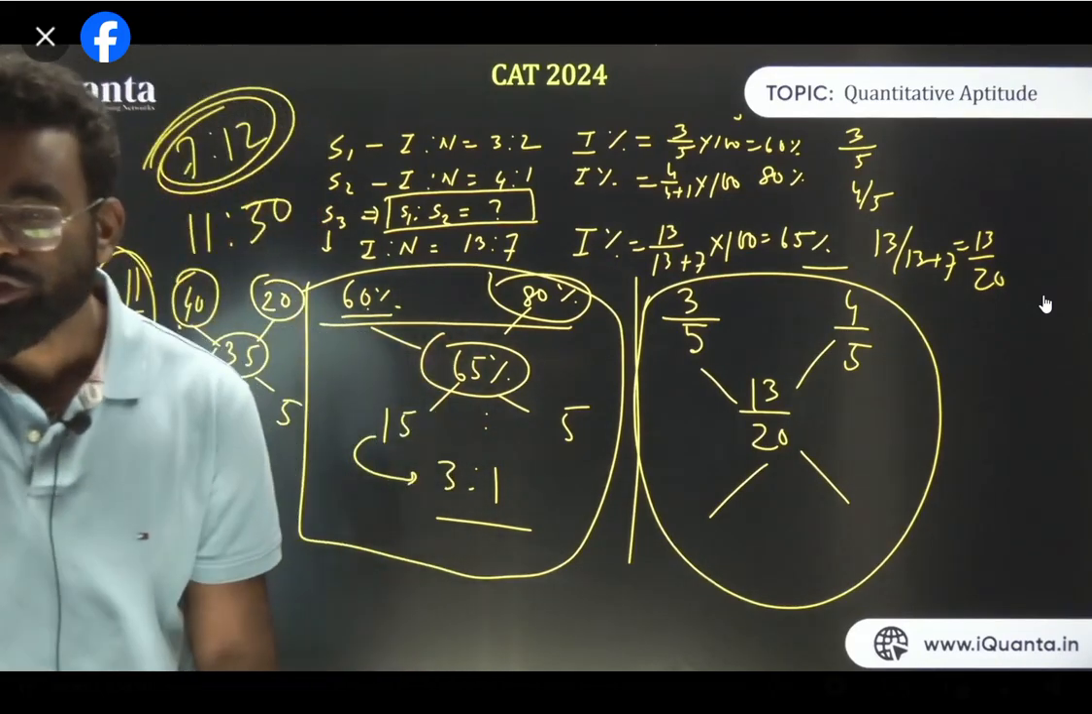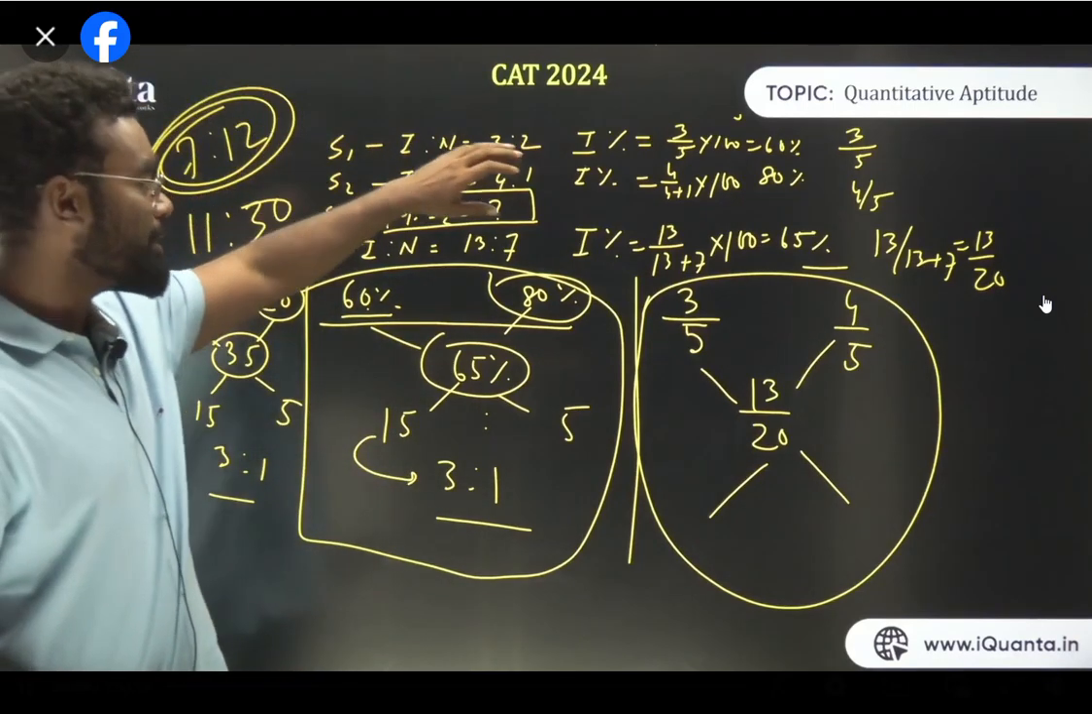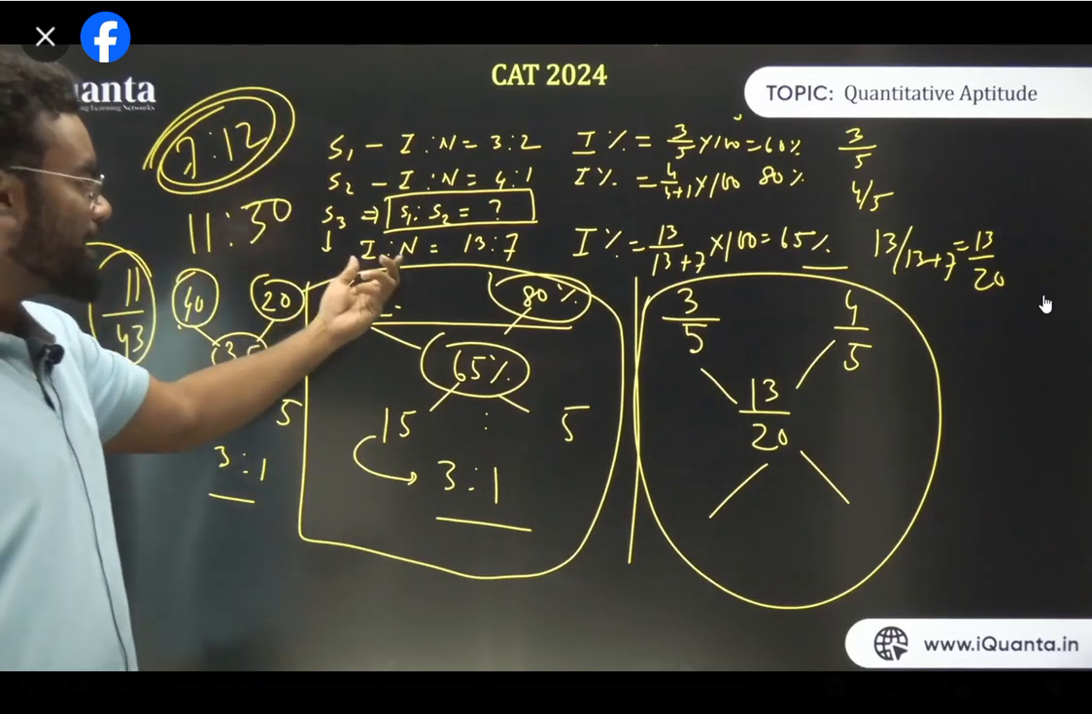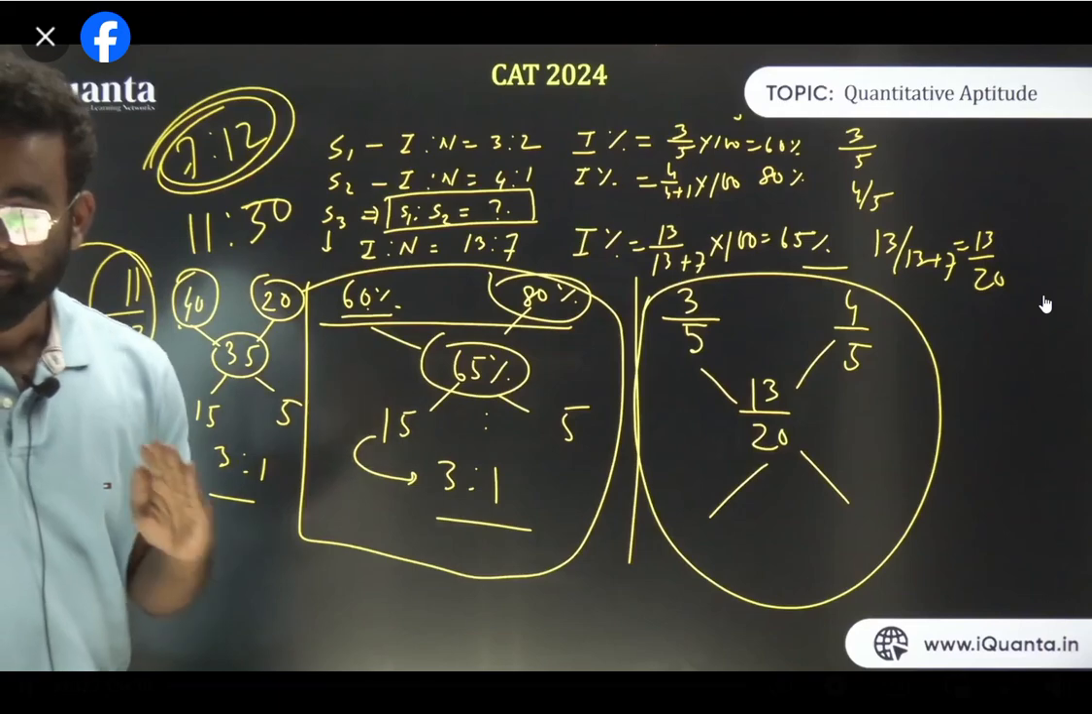Saloni, I'm explaining it like last time. So the question was, in S1, iron is to nickel is given. S2, iron is to nickel is given. S3, you have mixed S1 and S2 in such a way so that iron is to nickel becomes 13:7. We need to find this: what is S1 is to S2? That is our question. Clear?